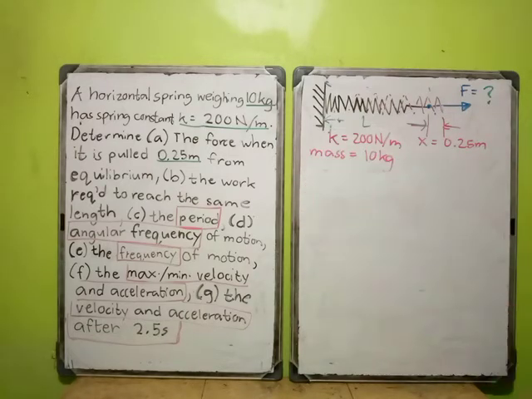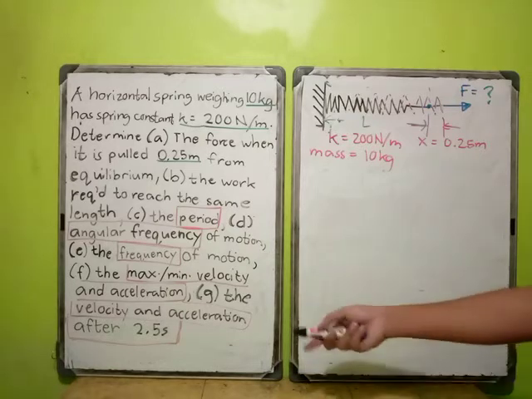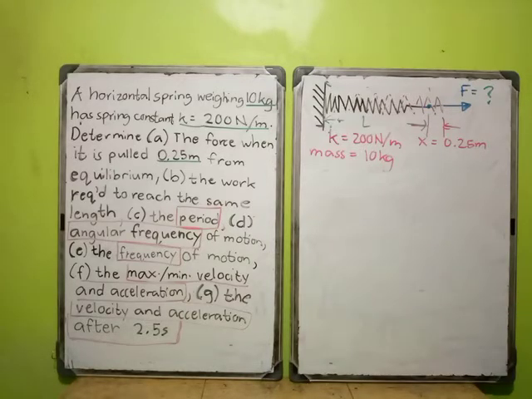Okay, so a horizontal spring weighing 10 kilograms has a spring constant K is equal to 200 Newton per meter. Determine the force when it is pulled 0.25 meters from equilibrium, the work required to reach the same length, the period, the angular frequency of motion, the frequency of motion, the maximum or minimum velocity and acceleration, and the velocity and acceleration after 2.5 seconds. Okay? So let us consider this figure.